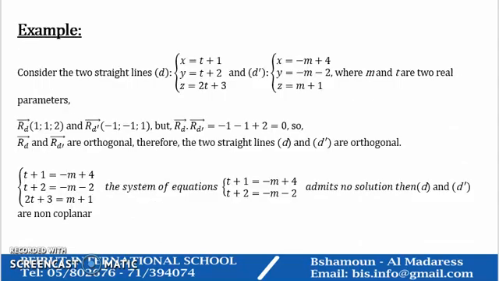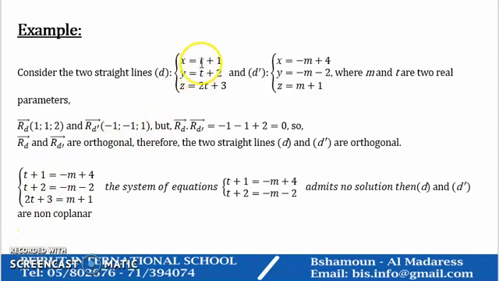As an example, we have two straight lines, as you see: x equals t plus 1, y equals t plus 2, z equals 2t plus 3, and x equals minus m plus 4, y equals minus m minus 2, z equals m plus 1. Here, if we take the two director vectors of the two straight lines, we notice that R_D dot R_D prime equals 0, then the two straight lines are either perpendicular or orthogonal. What do we mean by orthogonal? They are held by perpendicular lines but from a distance.